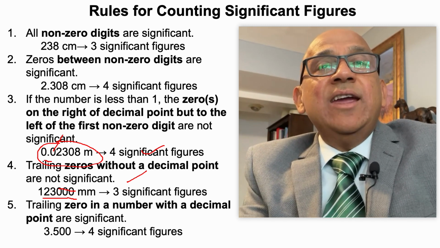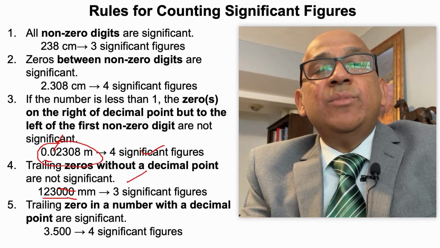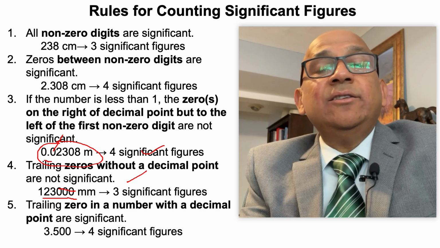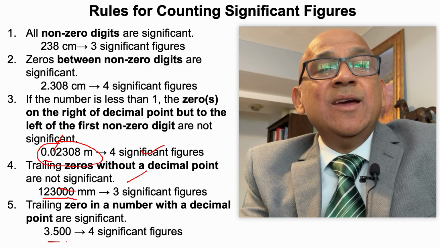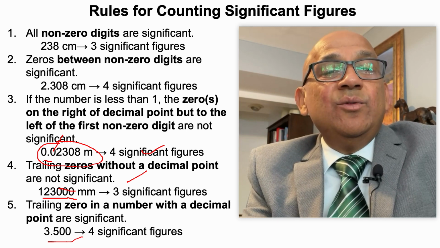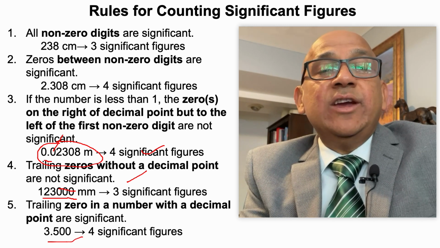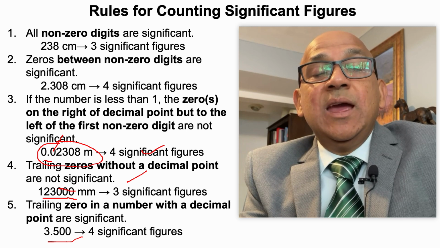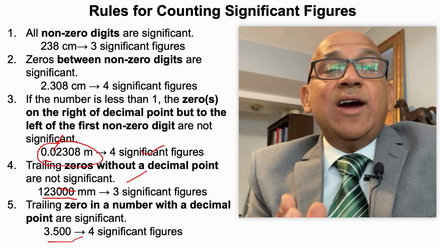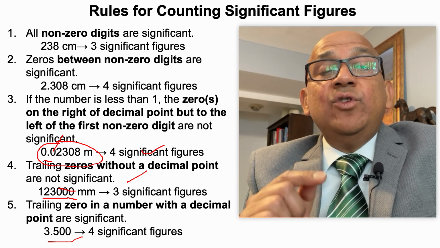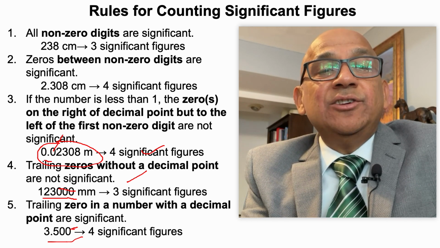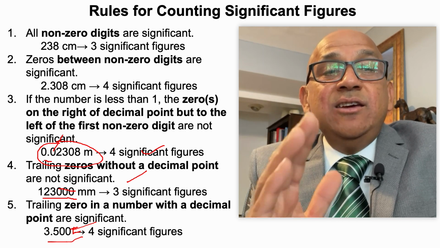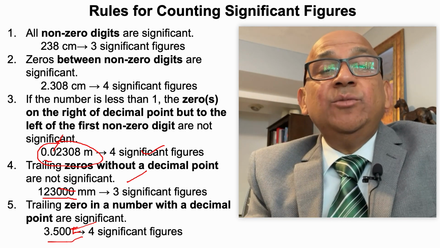Then rule number 5 is that trailing zeros in a number with a decimal point are significant. So if you write a number like 3.500, then here all zeros are also significant. It has 4 significant figures. So if you are writing 3.500, then one would understand that your precision is up to the last digit. Your measurement is precise up to that point.